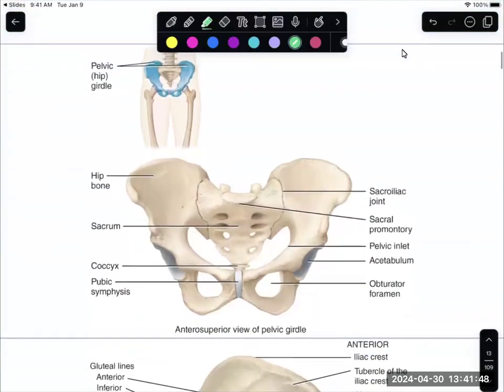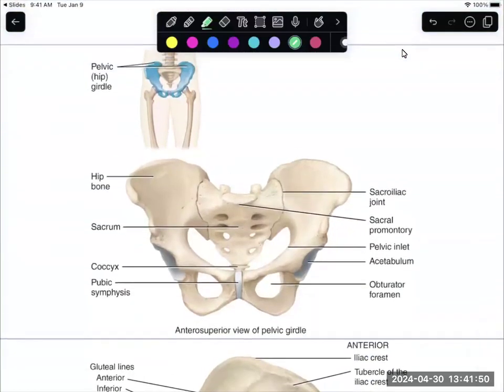So let's look at our pelvis now. Our pelvic girdle is what attaches our legs to our trunk. Our pelvis is made up of 2 hip bones, and then our sacrum and coccyx are found in the middle in the back.